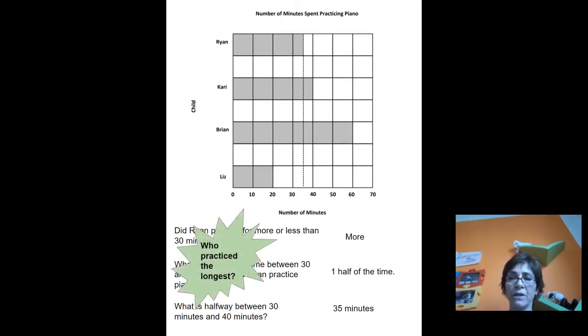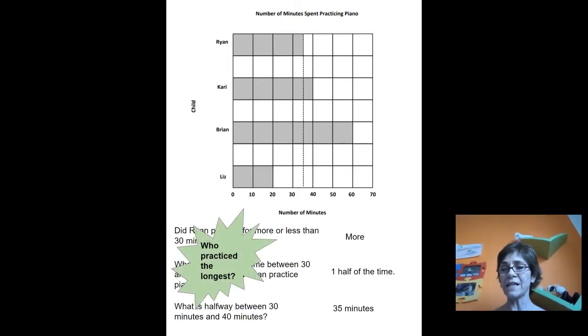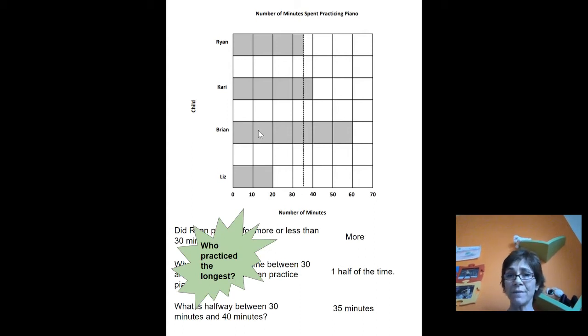What else? We can ask as many questions, and we can find lots of information just studying this graph. For example, who practiced the longest? Well, you can see that immediately, right? Brian practiced the longest. Who practiced the least amount of time? Well, it's immediately obvious from the bar graph that Liz practiced the least. Liz practiced for 20 minutes and Brian practiced for 60 minutes.